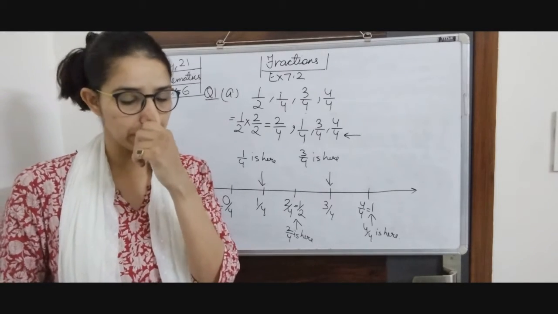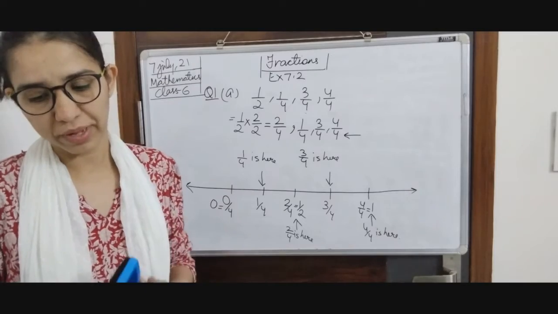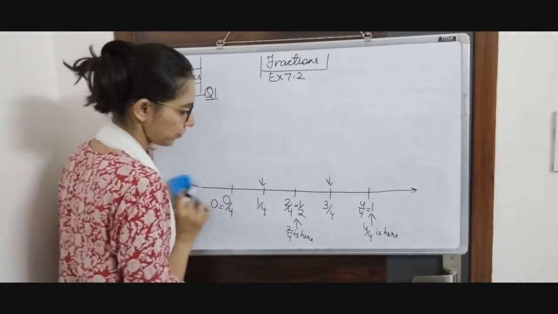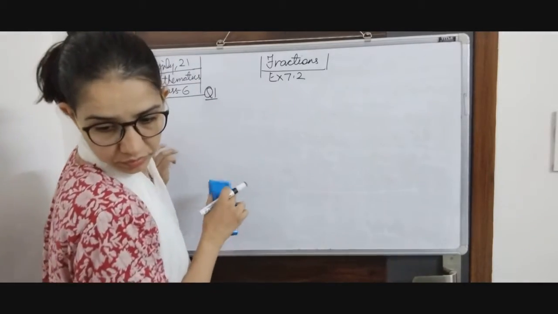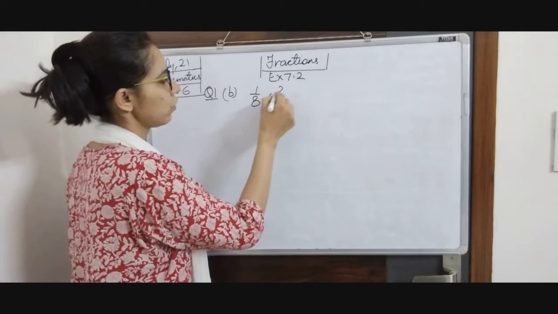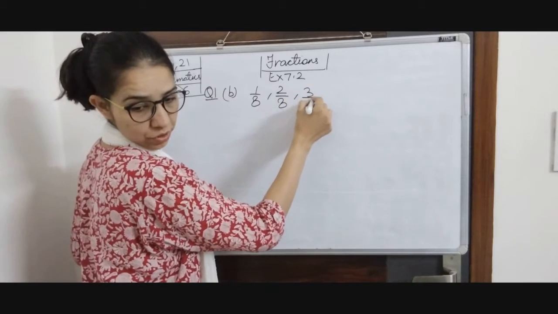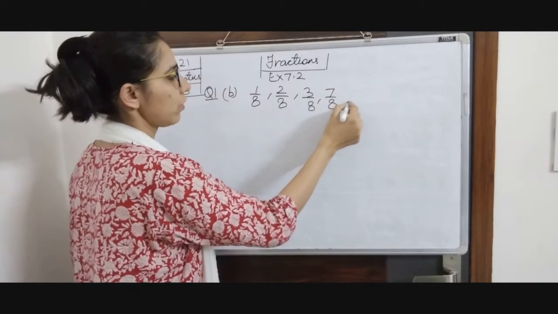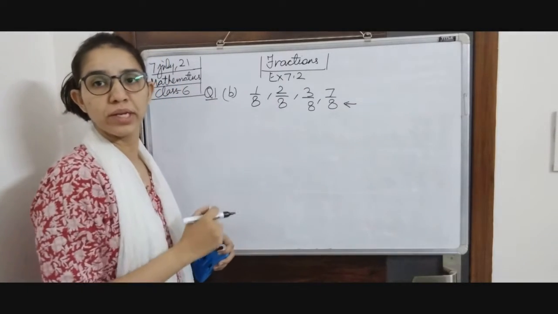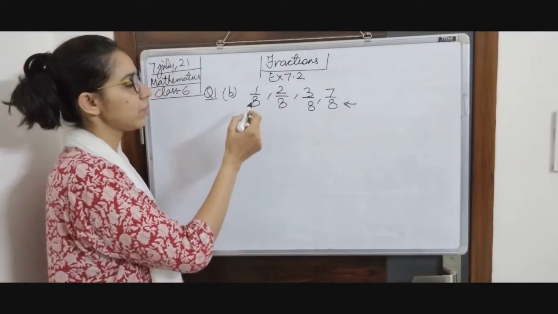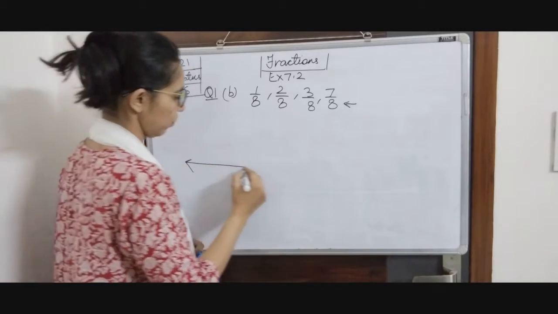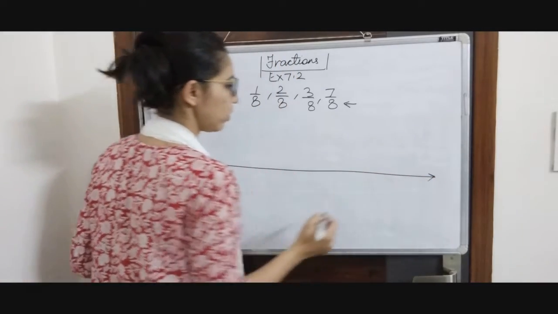Next is our B part, that is 1 by 8, 2 by 8, 3 by 8 and 7 by 8. As the denominator is 8, it means we have to divide the length of 0 to 1 into 8 equal parts, and all these are proper fractions. So no need to go beyond 1.